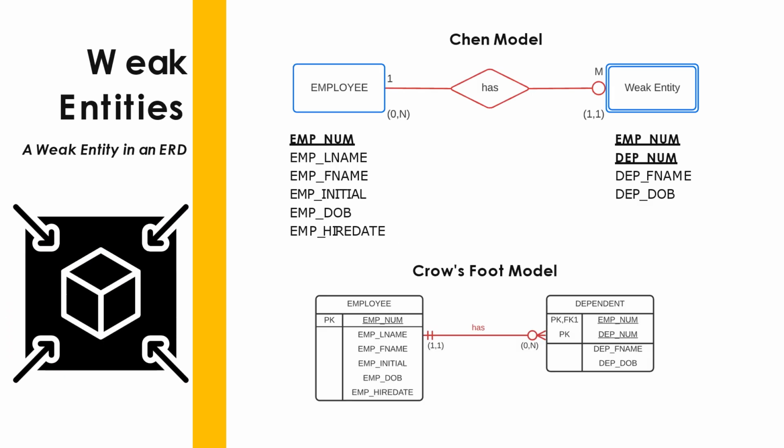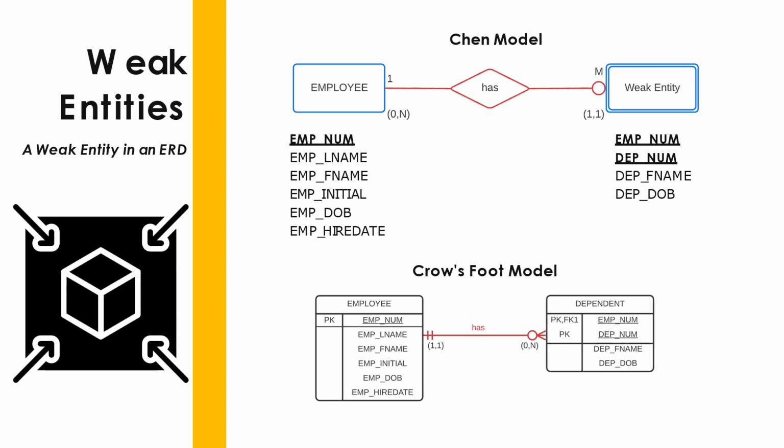Now, let's take a look at some examples of weak entities in an entity relationship diagram. In the Chen model, weak entities are specified by having two lines in your entity. By the way, the weak entity over here should be dependent. Whereas in the Crowfoot model, the weak entity are identified by taking a look at the line connecting the two entities that you have. If it is a solid line, then you have a weak entity.